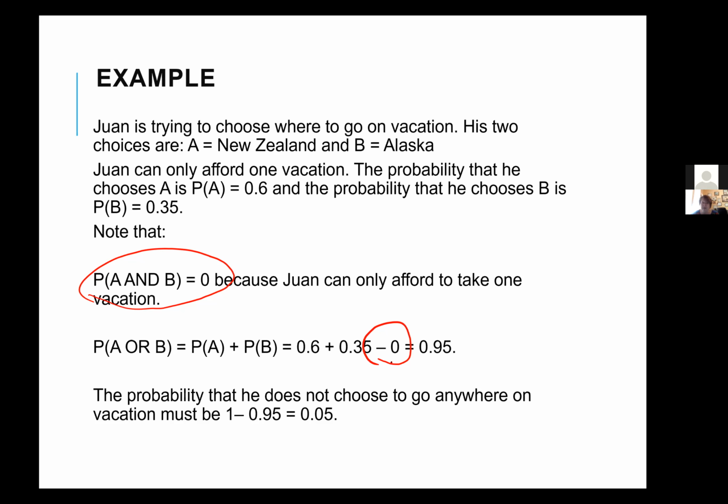And then that would mean there's a 5% chance that he doesn't go either place. So the probability of him not going to New Zealand or Alaska is 1 minus the probability that he goes to one or the other. So it's 0.05 or 5%.